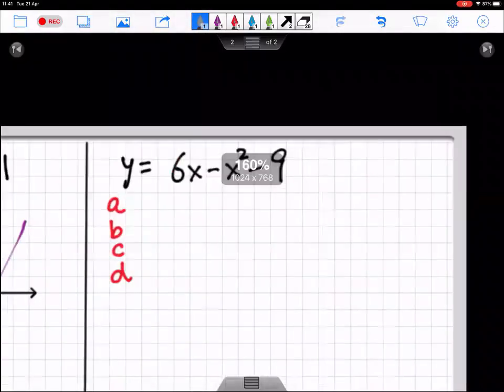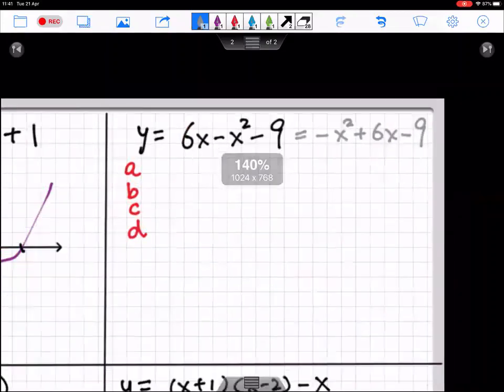We have to switch it into ax squared and bx and c, all right? That is absolutely necessary. You have to rearrange the terms so that it follows the scheme of ax squared and bx and c, all right? Do not use 6 is a, minus 1 is b, c is minus 9. That would be wrong, all right? Do not do this.